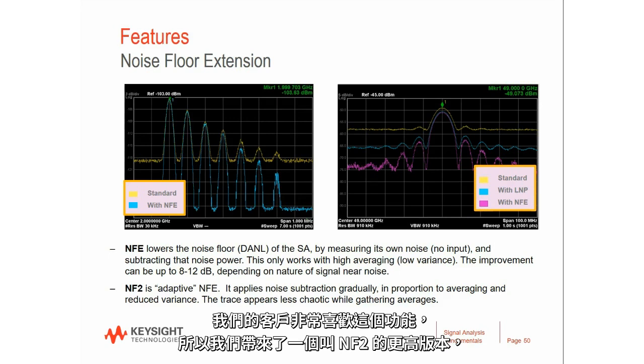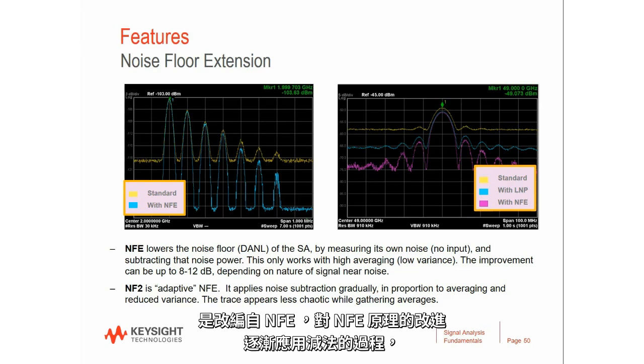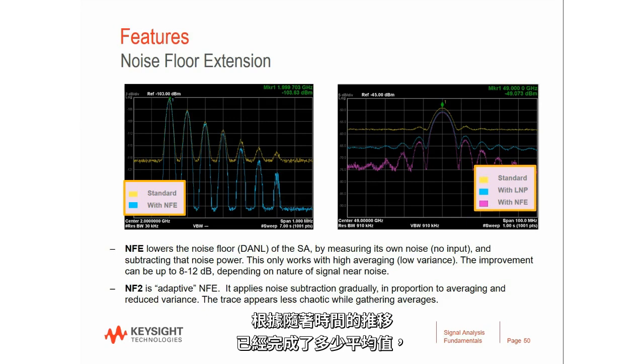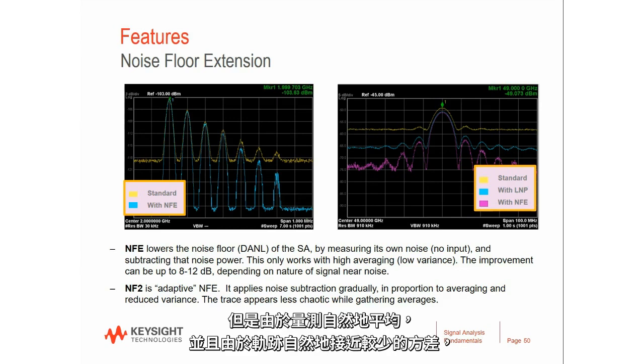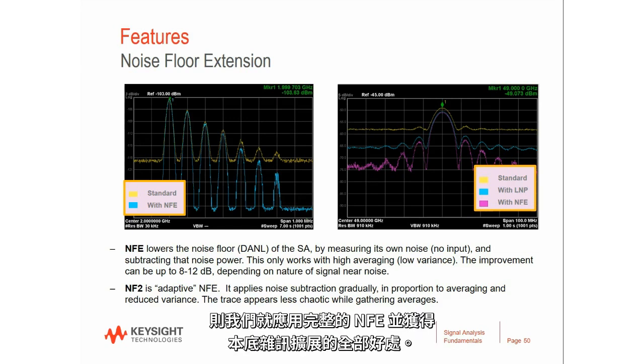Our customers love this feature so much that we came along with a later version of it called NF2. That's adaptive NFE. And this is a refinement on the NFE principle, which gradually applies the subtraction process depending on how much averaging has been accomplished over time. So that when low averaging has been accomplished and we want to gradually bring in a little bit of NFE, the trace doesn't look excessively noisy or chaotic. But as the measurement naturally averages and as the trace naturally approaches less variance, then we apply full NFE and get the full benefit of noise floor extension.